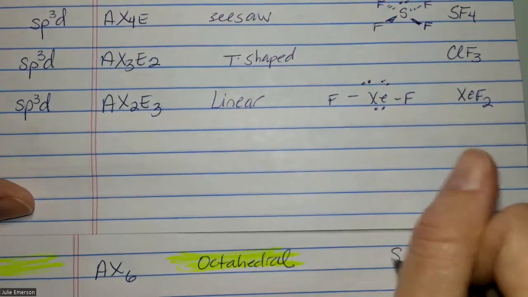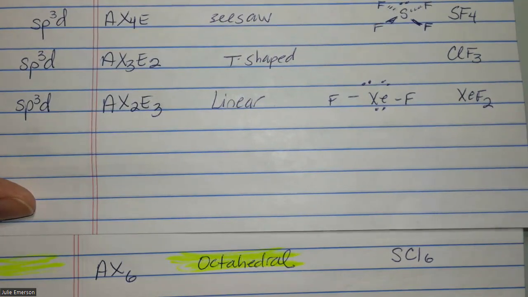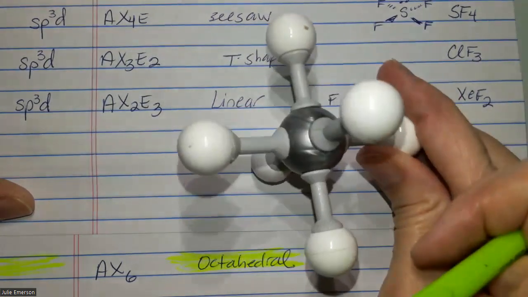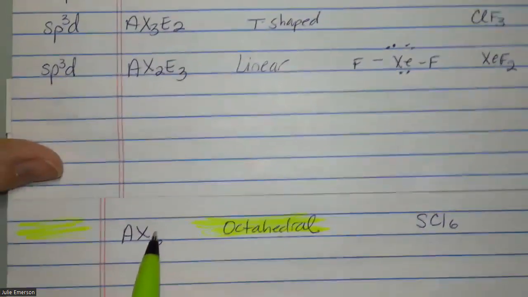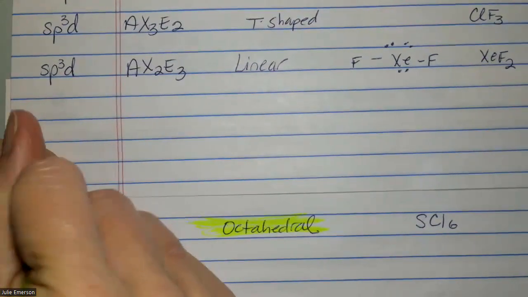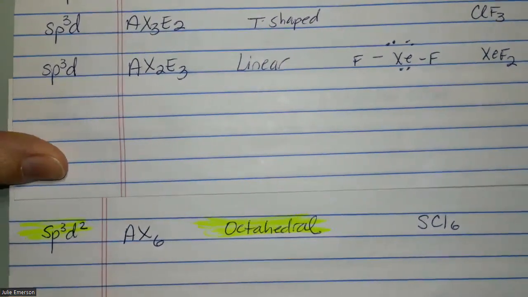The example they had there was SCl6. I showed you what that one looked like. That was this one here, right? That's the octahedral. AX6, 6 bonding sites, 6 orbitals, sp3d2. That's where we max out. We don't have anything past that.